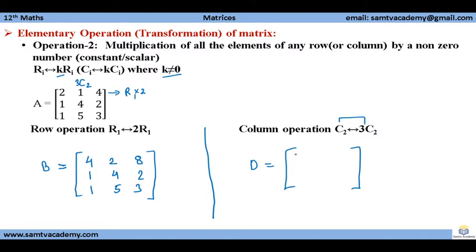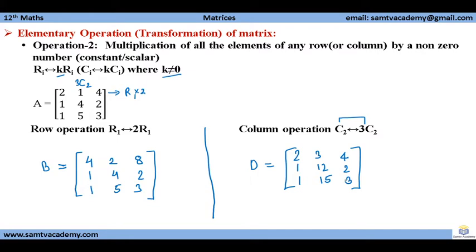So the first row will remain as it is, 2 1 1. In the second row, C2 is replaced with 3C2. So the first element will become 3, second, 3 4s are 12, third element will become 3 5s are 15. And the last two will remain as they are, 4 2 3.